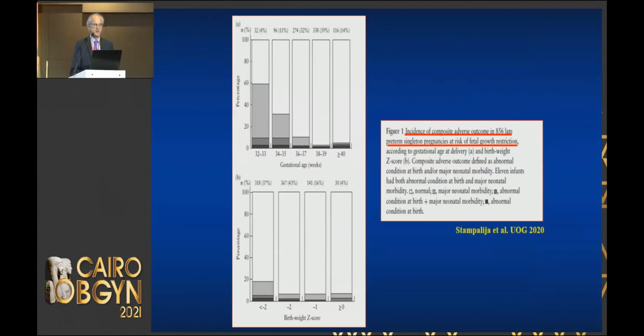You can see here the incidence of the composite adverse outcome in 856 late preterm singleton pregnancies at risk of fetal growth restriction according to Z-scores, gestational age, and birth weight. You can see that, of course, it depends on gestational age. The earlier you deliver a baby, even with late fetal growth restriction, the higher is the incidence for major neonatal morbidity. And the same is true for an increased Z-score in birth weight.